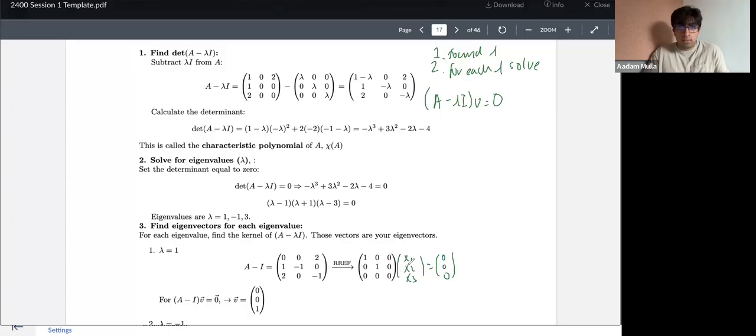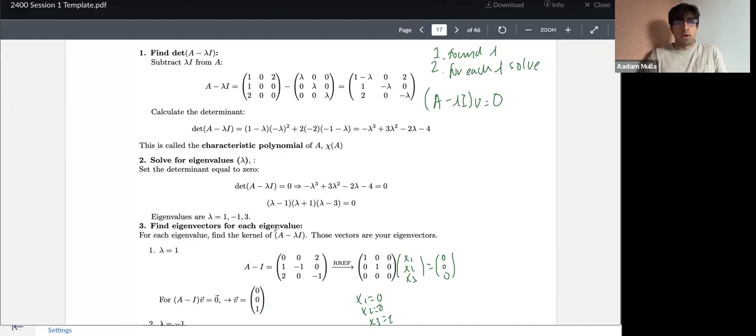So how do we solve it? We've done this before. Let's just do it real quick. We'll say x1 equals 0, x2 equals 0, and then x3 can be whatever it wants. Okay, t can be any number. You can choose any vector you want of these. Usually it's common just to choose 1 for t. So an eigenvector for lambda equals 1 is 0, 0, 1.